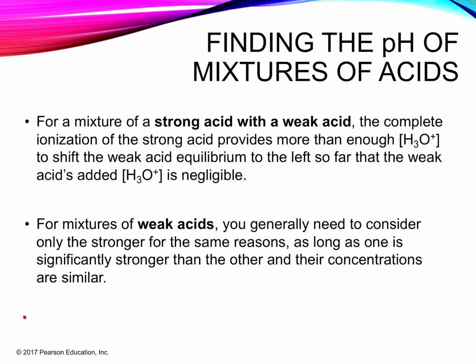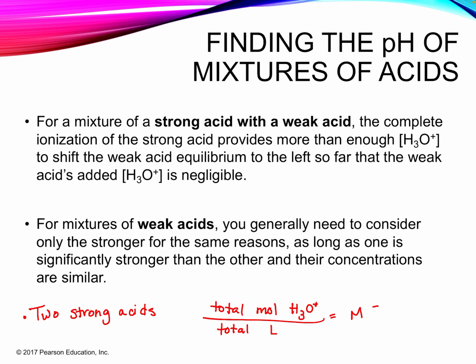So I'll just make a note here. If you have two strong acids, you need to find your total moles of H3O+ over your total volume in liters, and that will give you the molarity of your H3O+. And then you can take the negative log of that to find your pH.